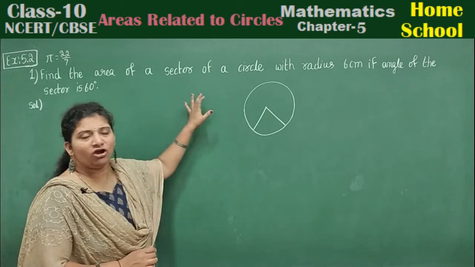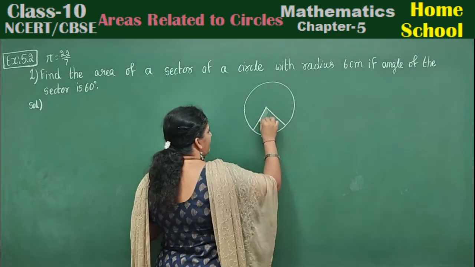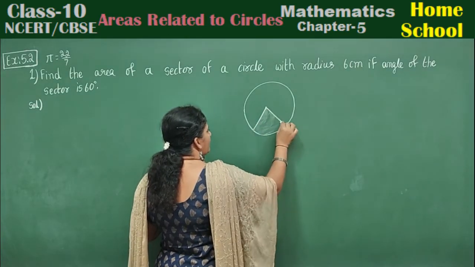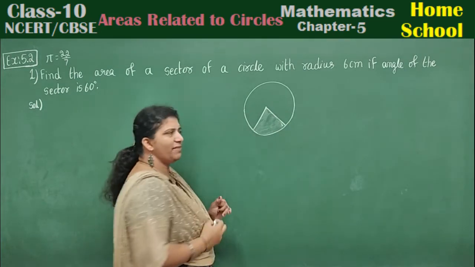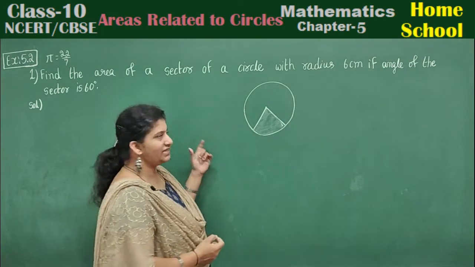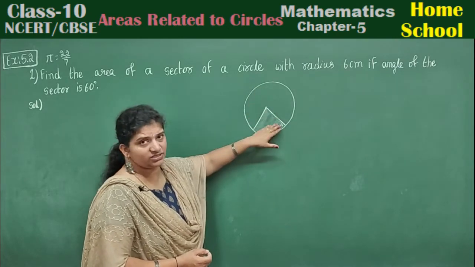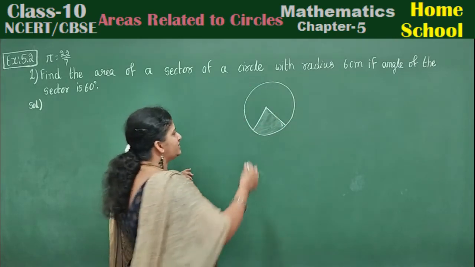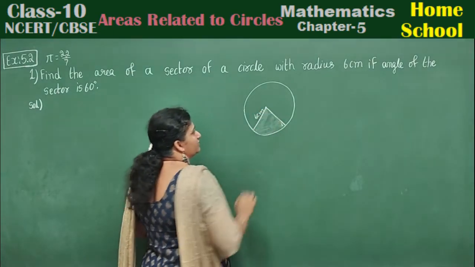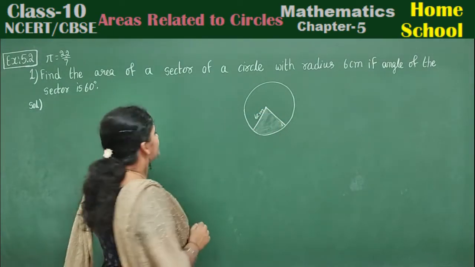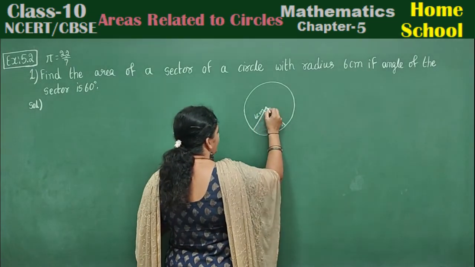Find the area of a sector. You need to find this area, so understand the problem carefully. I need to find the area of this sector. How can you say whether it is minor or major? Let's see properly. Sector of a circle, either it may be this one or this one, with radius 6 centimeters. What is the radius? 6 centimeters. If the angle of the sector is 60 degrees, okay, it might be minor only.